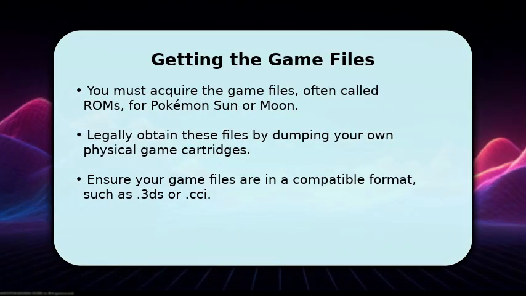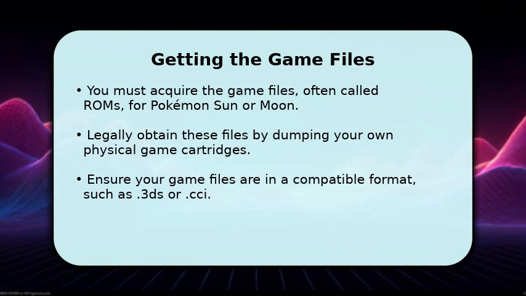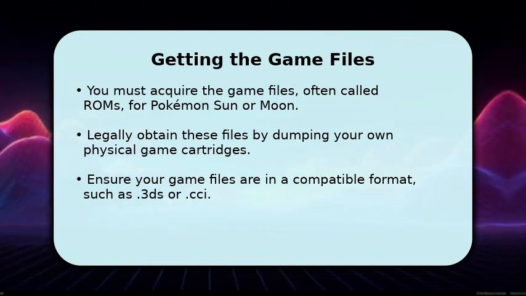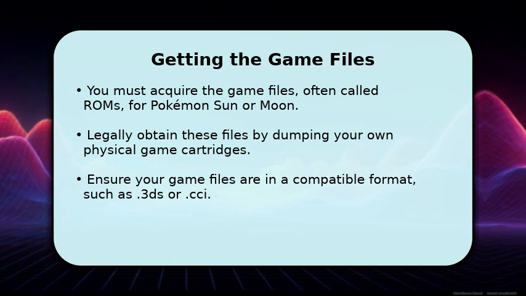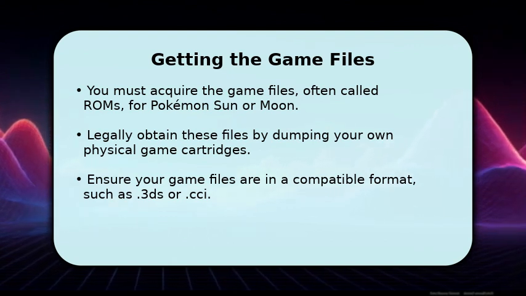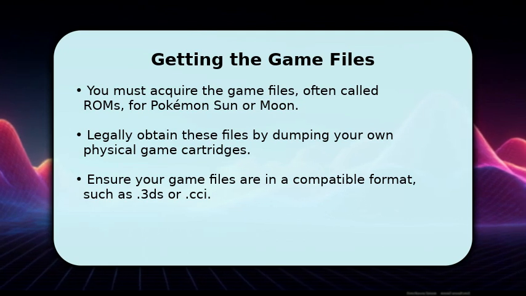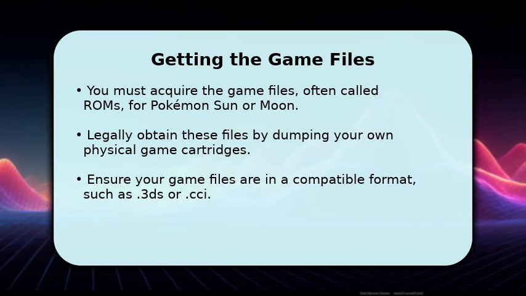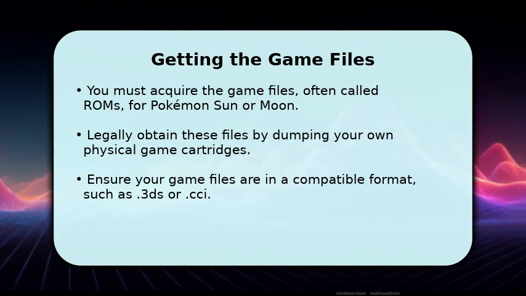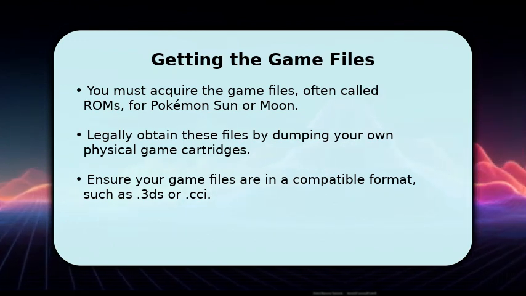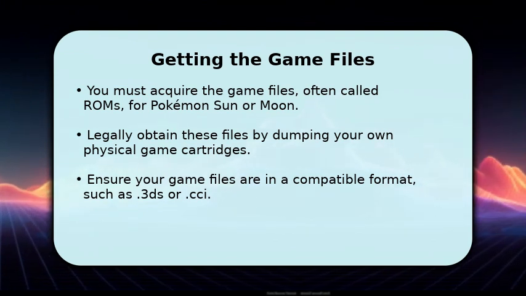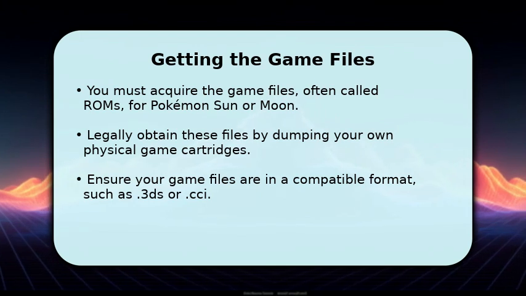To begin, you will need the game files for Pokémon Sun or Moon. These are often referred to as ROMs. You can legally obtain these by dumping your own physical game cartridges using specific hardware or by acquiring digital copies you already own. Ensure your files are in a compatible format, typically 3DS or CCI, for the emulator to recognize them properly. Always prioritize legal and ethical methods for acquiring game data.